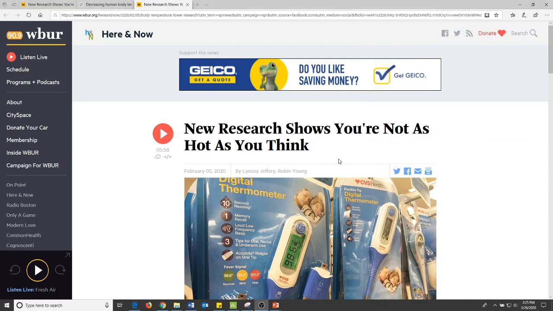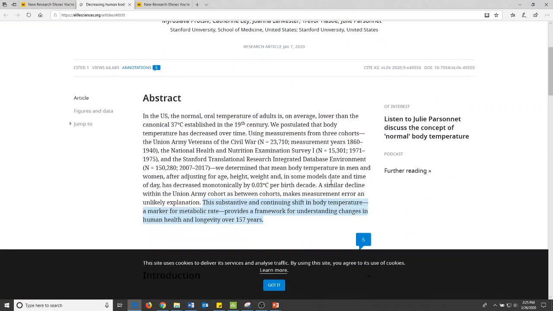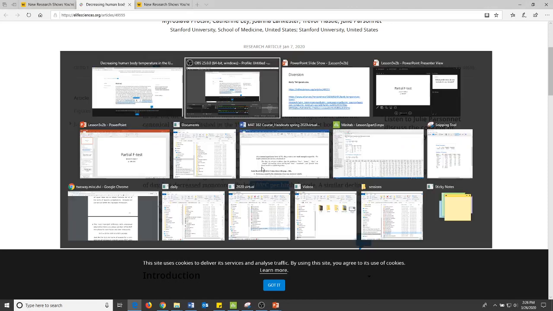There is a study they did at Stanford: when they found the 98.6, a lot of people had tuberculosis and some other diseases, so the average went up. Actually, it may be that in our industrial age, the average temperature might be about 98 or 97.5, and it seems to be decreasing by about 0.03 degrees centigrade per birth decade. I don't know what to do with that, but maybe that will help you with your health.